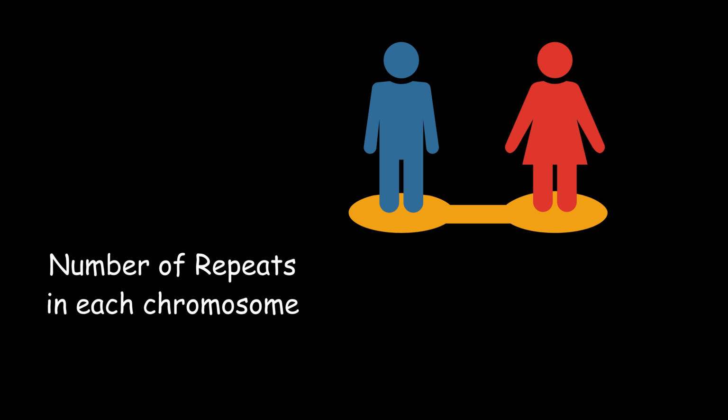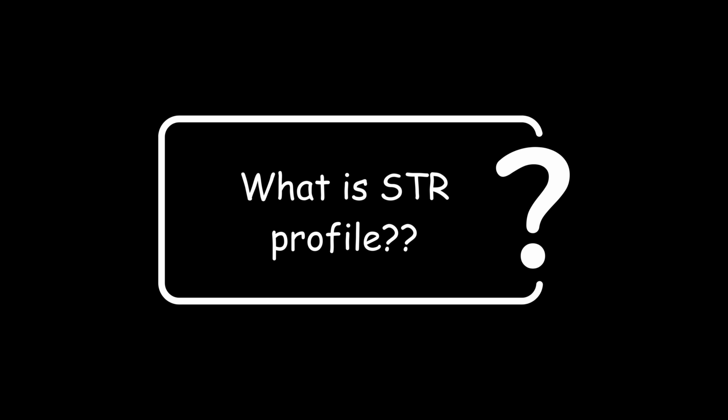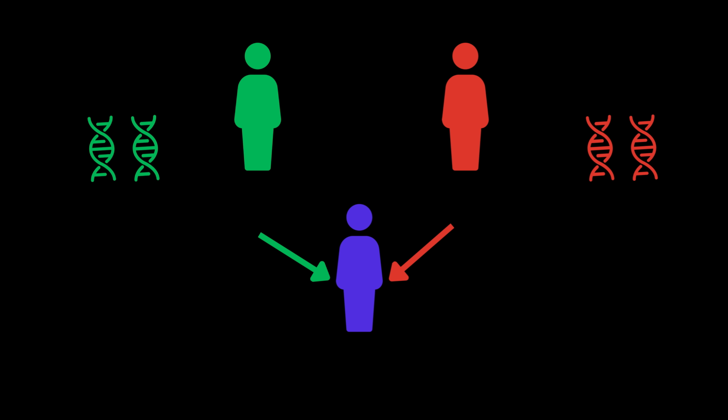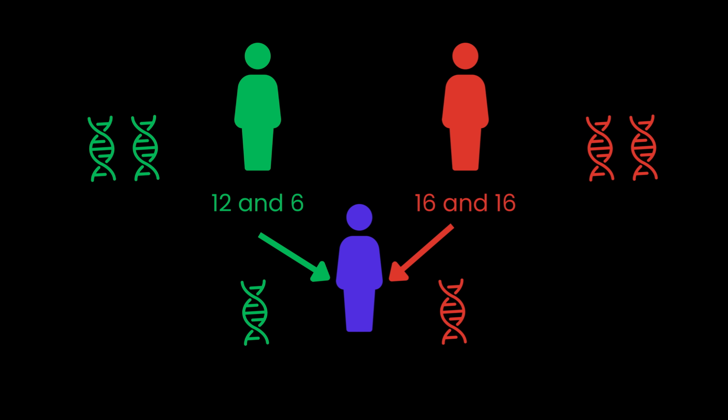That means to identify someone, you don't have to sequence all 3 billion letters. You just need their STR profile. But what is an STR profile? Humans inherit one set of chromosomes from each parent, one from mom and one from dad. That means you inherit two STR numbers at every STR location, one from each parent.